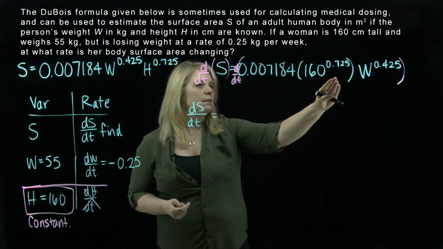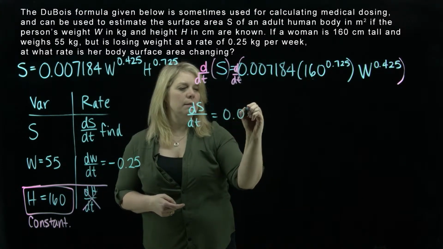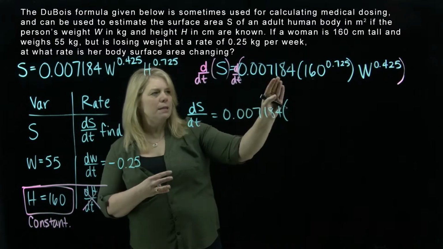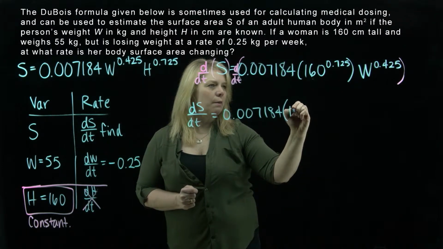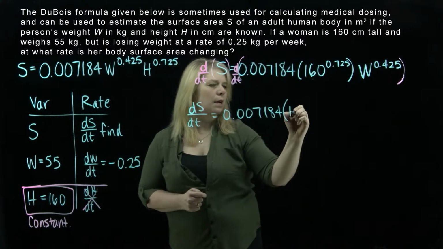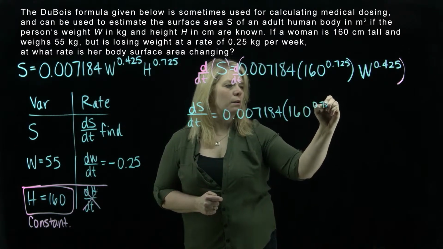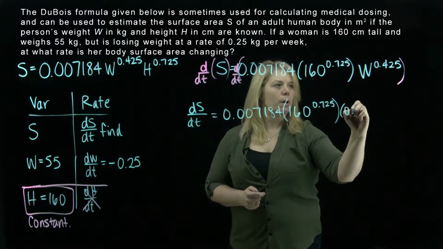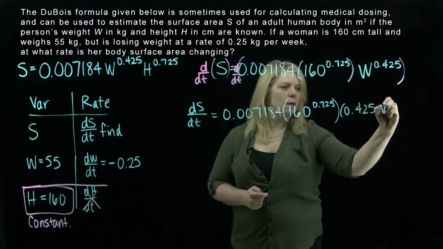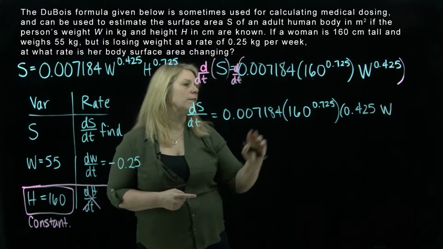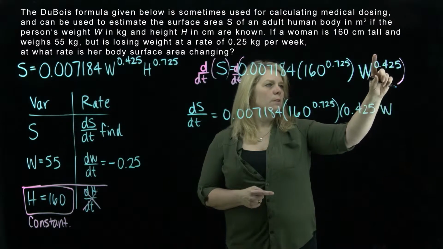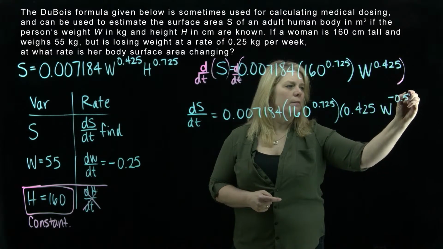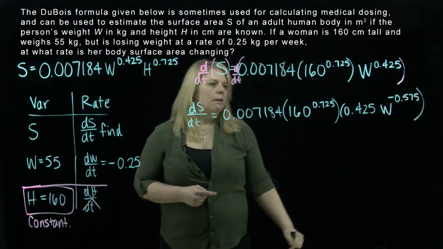All right, so I'm going to have this constant out front, 0.007184. I'm going to use parentheses to help me keep my pieces of this constant straight, so I'm clear about what is raised to each exponent here. So there's the constant that's out front, and then I'm going to bring down this exponent, 0.425, times w to the, and then my exponent here, I have to take this exponent minus 1. So 0.425 minus 1, I'm going to have negative 0.575.